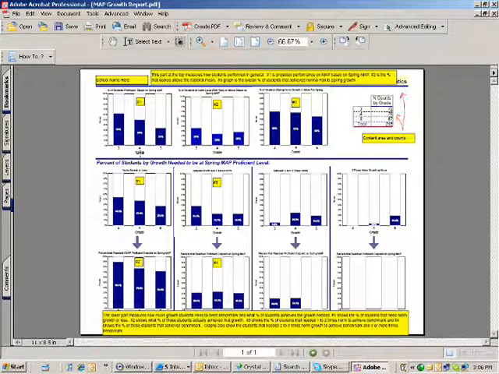The second graph is the percent of students that need up to 2 times norm growth. The third graph is the percent that need 2 to 3 times norm growth, and the fourth graph is the students that need 3 or more times normal growth.